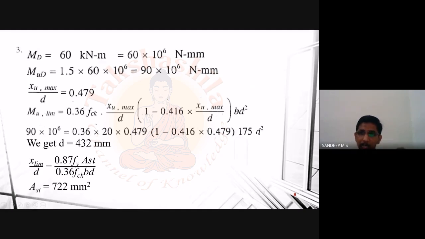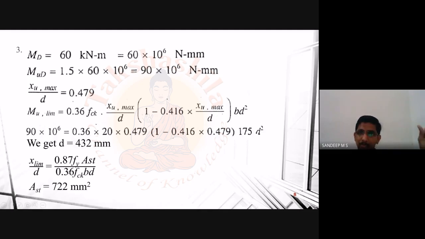So b is also known to us, and the only unknown quantity in this relation is our effective depth d. So substituting all these values, you can find out the value of d. And sometimes when you perform your calculation, you will obtain some value like 431.25 or 431.05.